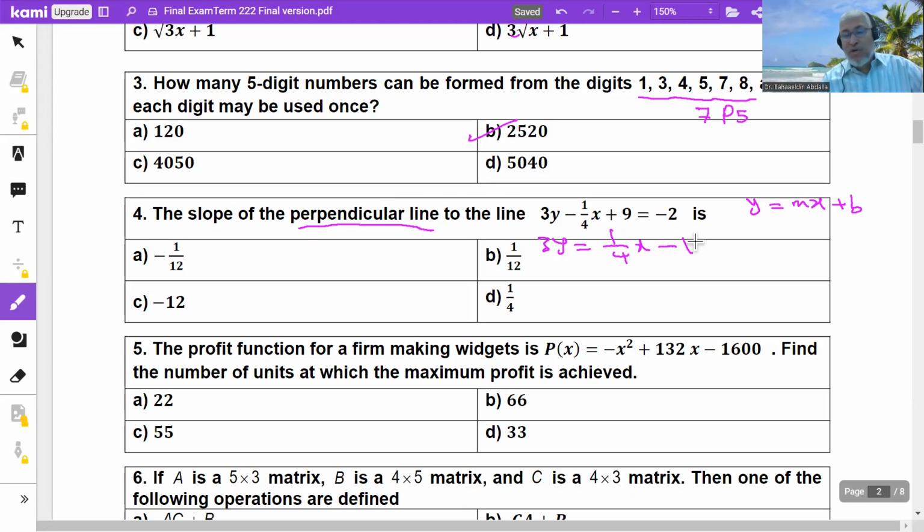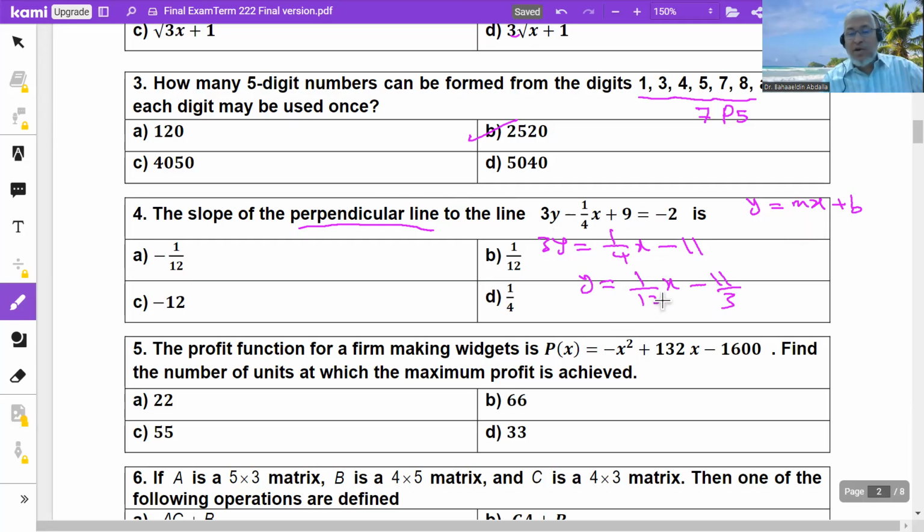Take the 9 to the other side, it would be -9, and there is a -2, so I'll have -11. Then I divide by 3. If you divide by 3 or multiply by 1 over 3, both give you the same answer. So 1 over 3 times negative 11 over 3. So this is the same equation, if you write it in this form, mx plus b.